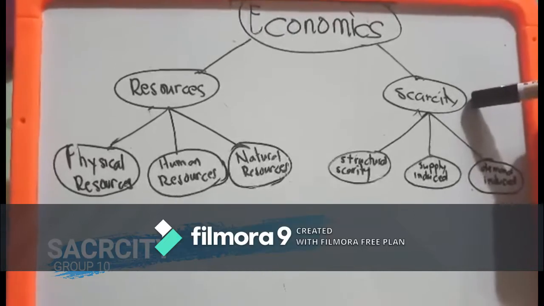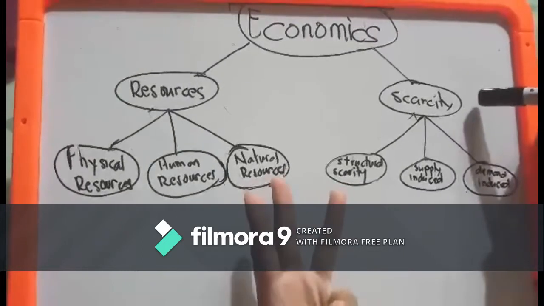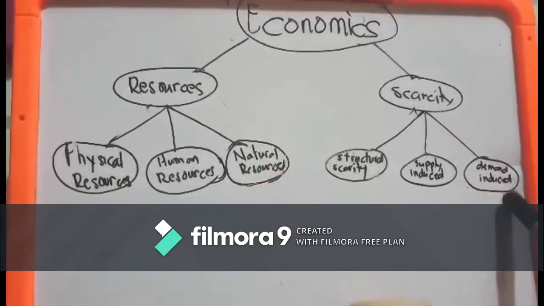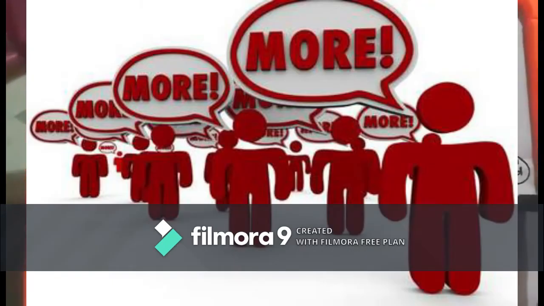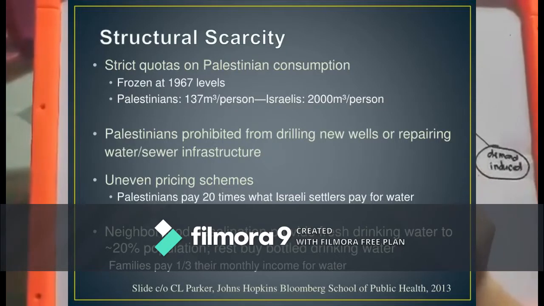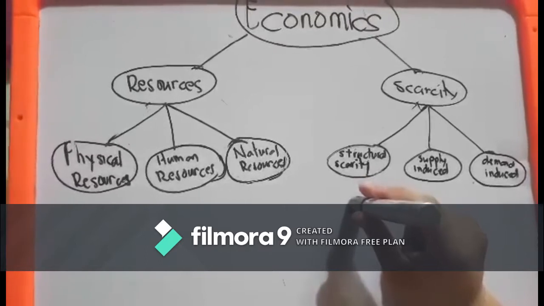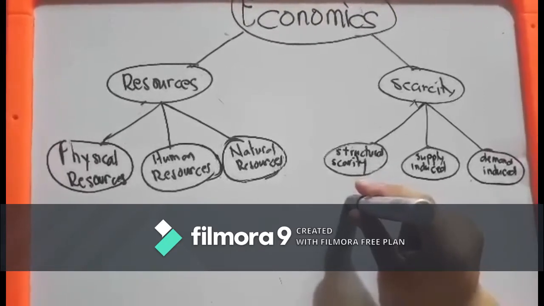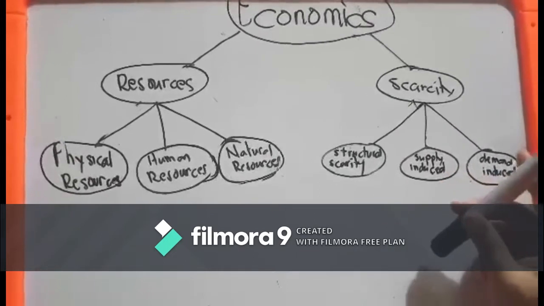Scarcity means limited resources or commodities. There are three categories of scarcity: demand-induced, supply-induced, and structural. Demand-induced scarcity happens when the demand for the resources increases and the supply stays the same. Structural scarcity is unequal access to natural resources in a given society, which makes them scarce for large segments of the population. Supply-induced scarcity happens when the supply is very low in comparison to the demand.